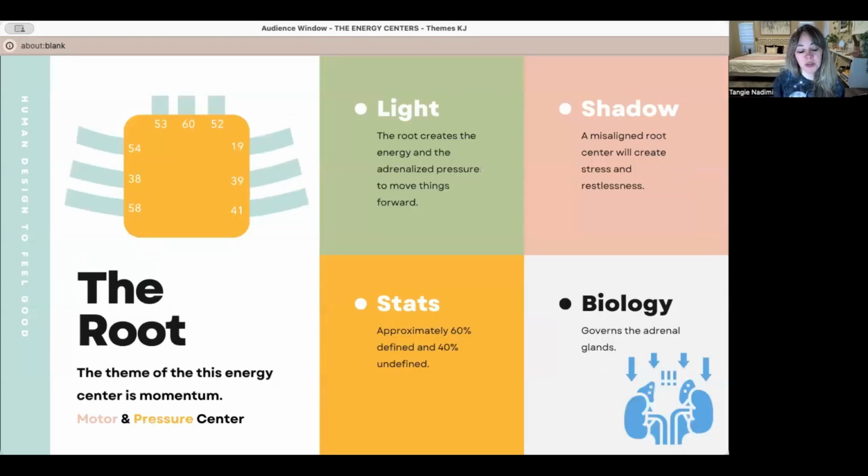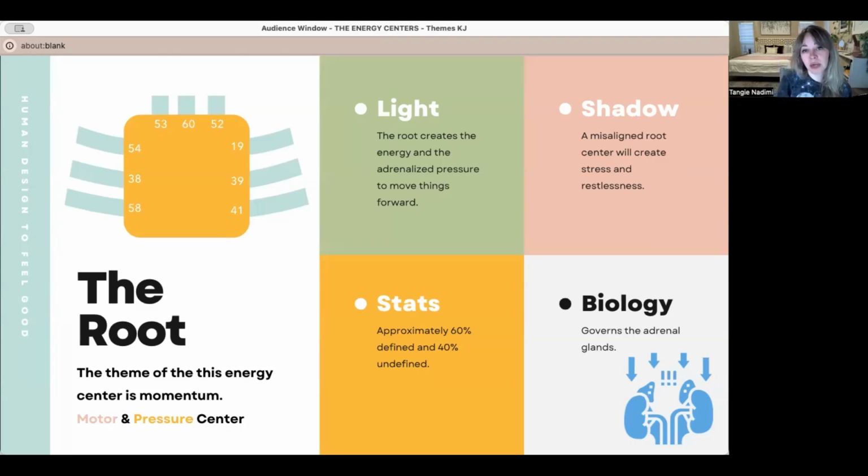Lastly, we have the root center. The root is creating momentum and direction forward. It's a motor center and a pressure center. It creates energy and adrenalized pressure to move things forward, because as you can see, it governs the adrenal glands. The misaligned root center will create stress and restlessness. 60% of people have it defined, 40% of people undefined.